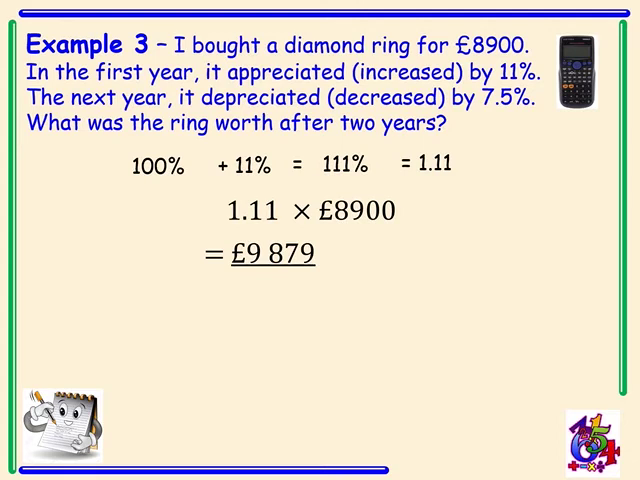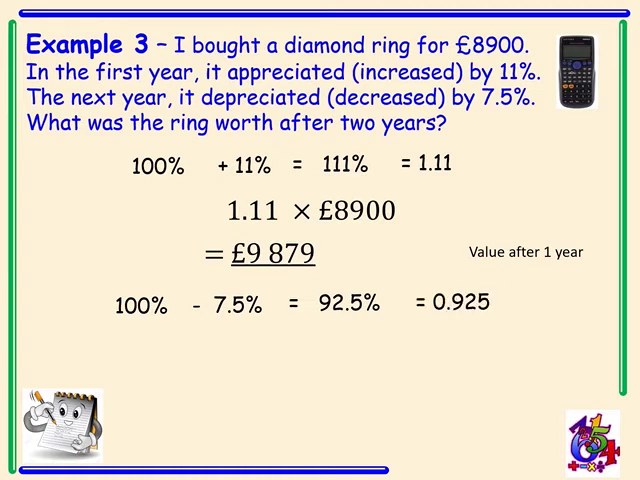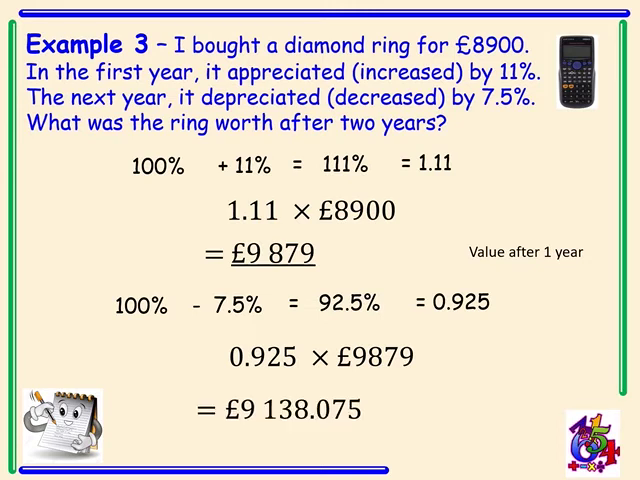So that's the value it is going into the second year, and into the second year it is decreasing though. So still start with 100%. I then go down by 7.5% to give me 92.5%, which written as a decimal is 0.925. Now I multiply my 0.925 with the value after 1 year. So 0.925 times 9,879 gives me an answer of £9,138 and 7.5 pence.